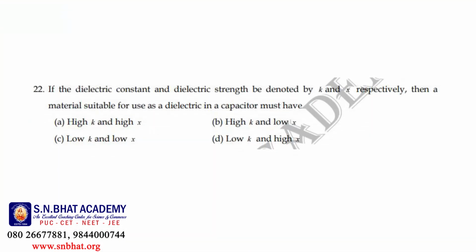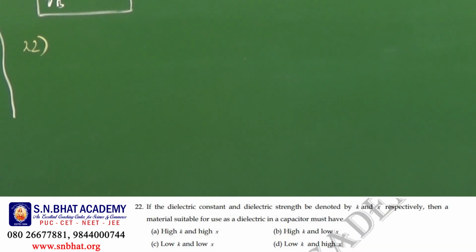Next, question number 22. Study the question carefully. Whenever a question is given, you have to study it carefully, otherwise you will not be in a position to answer it. If the dielectric constant and the dielectric strength are denoted by K and X respectively, a material to be used as a dielectric in the capacitor must have a high dielectric constant K and high dielectric strength.